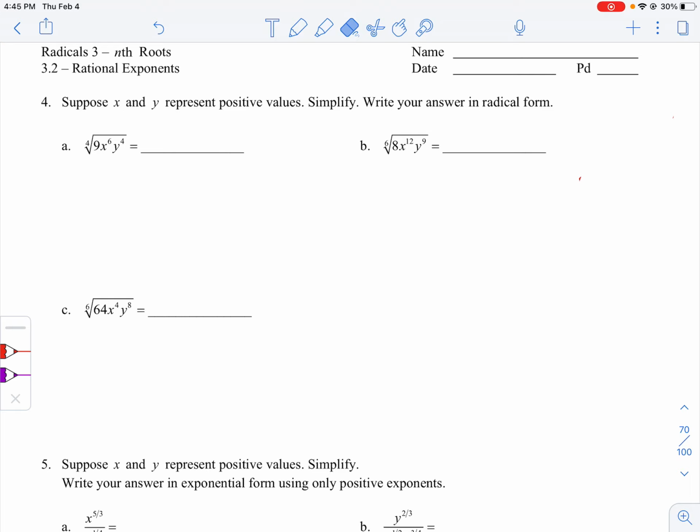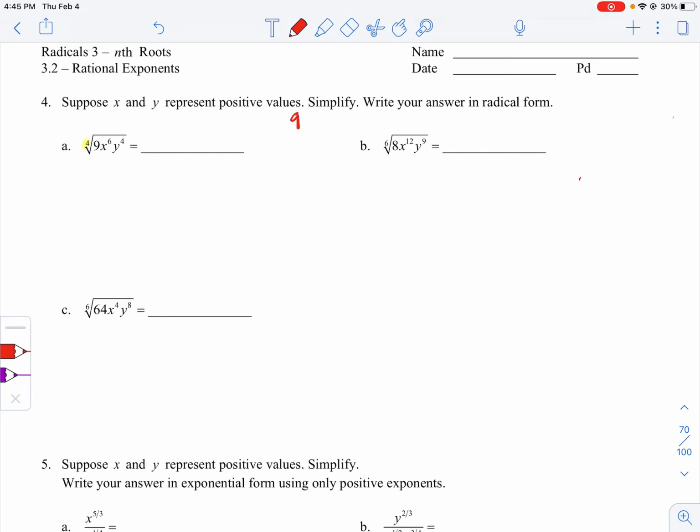Okay, let's continue. I have the fourth root of 9x to the power of 6 and y to the power of 4. And I would like to take note that my root is a 4. So my goal is to be able to cancel the 4. So I want everything that can work with 4. So let's see what do we have to do in order for us to simplify that.